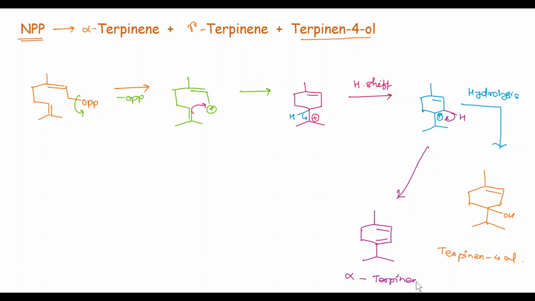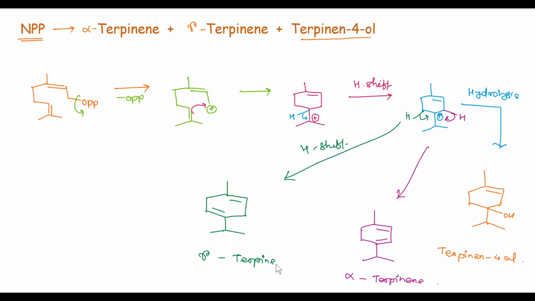And instead of this proton, you can shift this hydrogen over here. Here, hydrogen shift. We get a double bond here and a double bond here, and this is called gamma-terpinene.